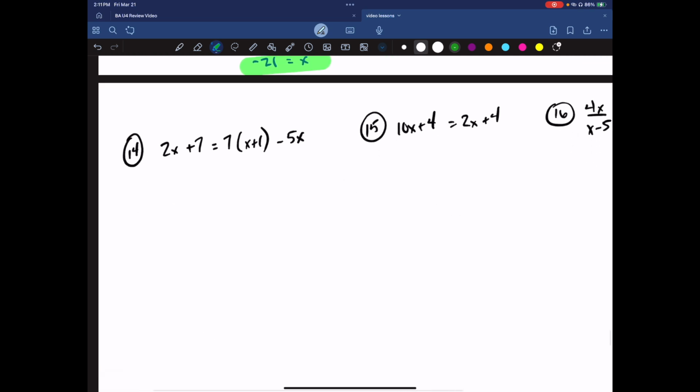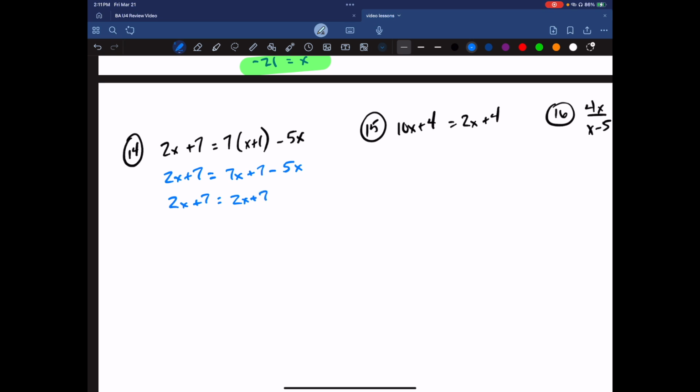I can't solve for x unless it's the only variable in the problem. Okay, 14. There's nothing I can do with the 2x plus 7, so I'll leave that for now. I'm going to distribute. This is 7x plus 7 minus 5x, 2x plus 7 equals, I'm going to clean this up. It's going to be 2x plus 7.